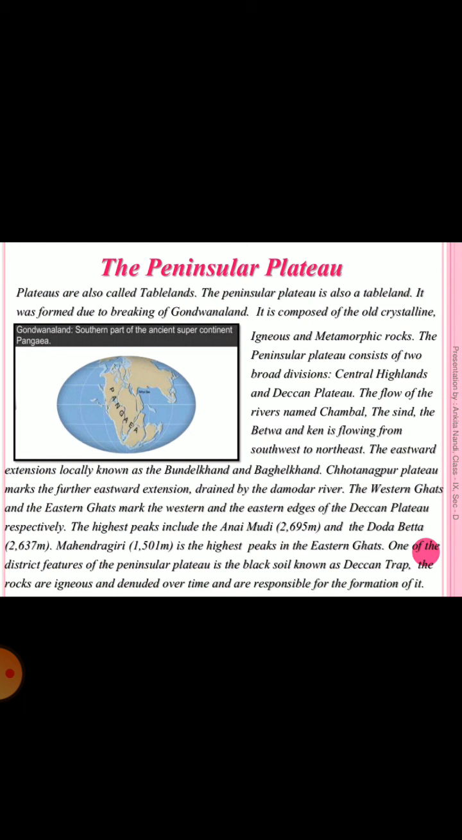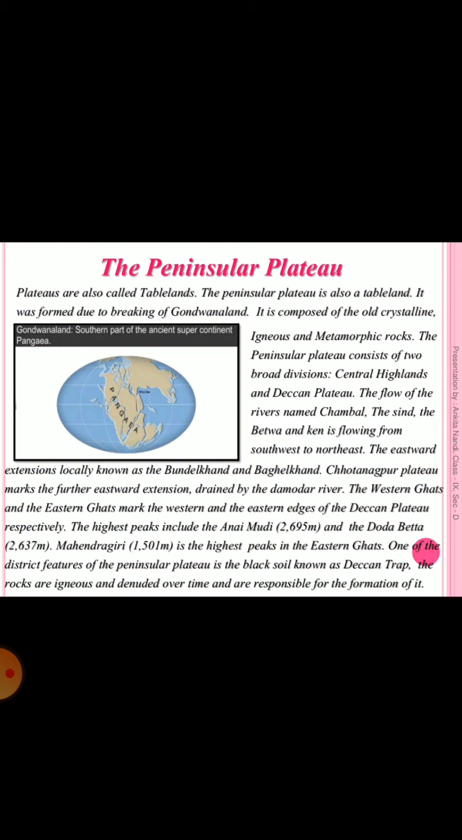Now talking about the Central Highlands, the rivers Chambal, Sindh, Betwa and Ken are flowing from southwest to northeast. So these are the rivers emerging in the Central Highland region. This region is known as the Malwa Plateau. Betwa and Chambal are the two rivers which finally join the river Ganga as its tributaries.